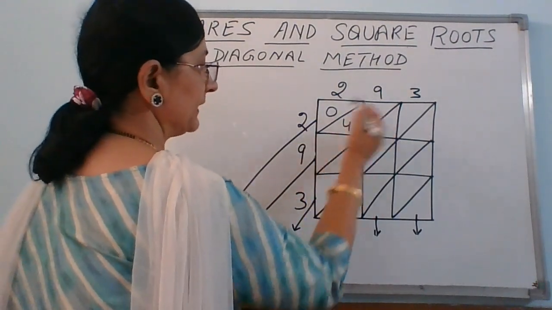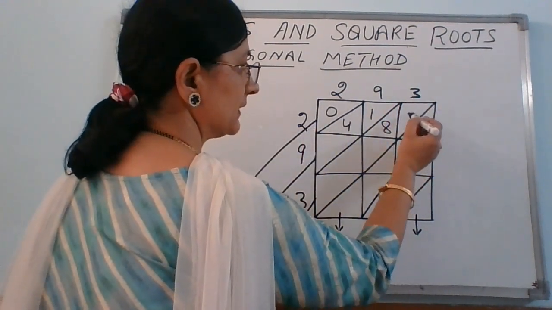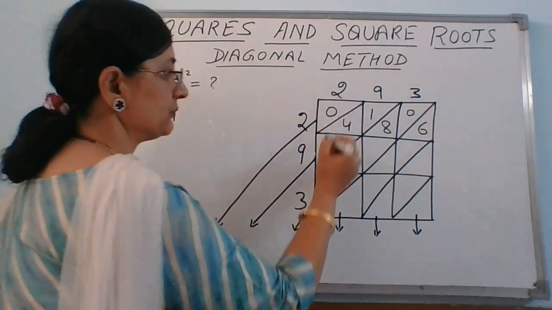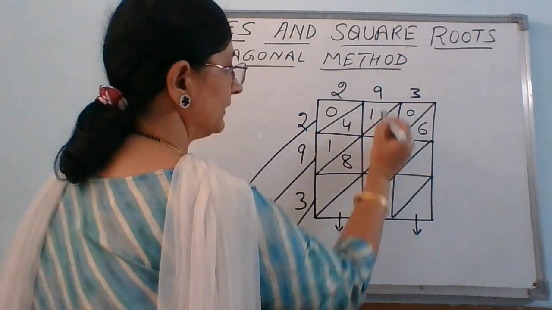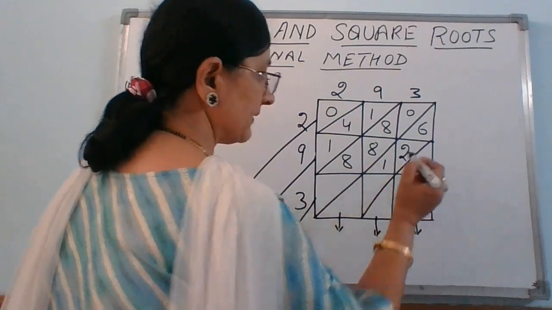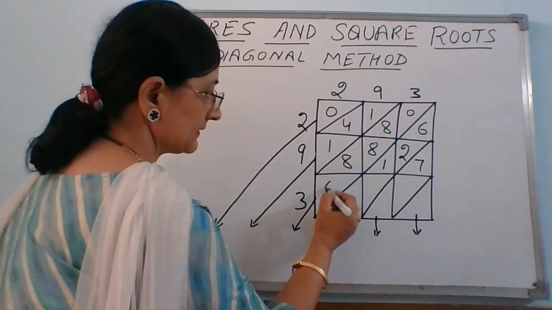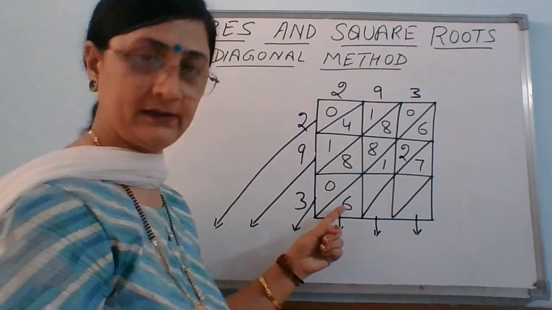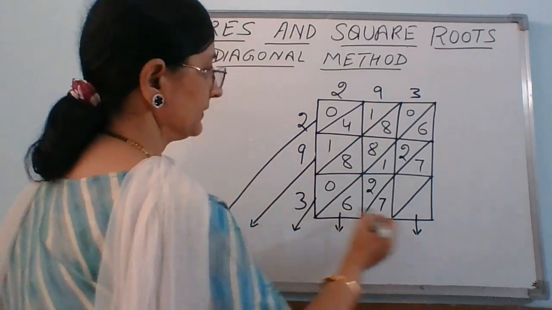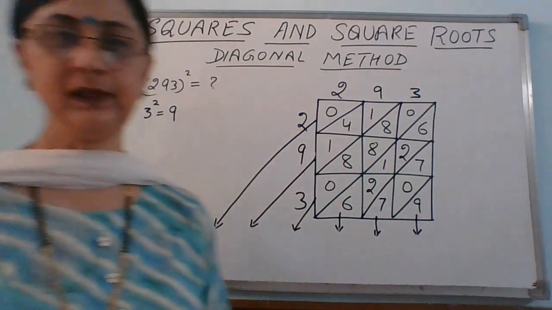Now 2 and 9 are multiplied. 9 2s are 18. You will write it this way. 2 3s are 6. 6 is a units digit, so you will write 0 here. Now here it's 9, here it's 2. 9 2s are 18. From here 9, from here 9. 9 9s are 81. 9 3s are 27. Accordingly you will multiply. Here it's 3, here it's 2. 3 2s are 6, so 0, 6. If it is a single digit, you write it this way. Here 3 and from here 9. 3 9s are 27. 3 3s are 9. This way you will write the numbers accordingly.